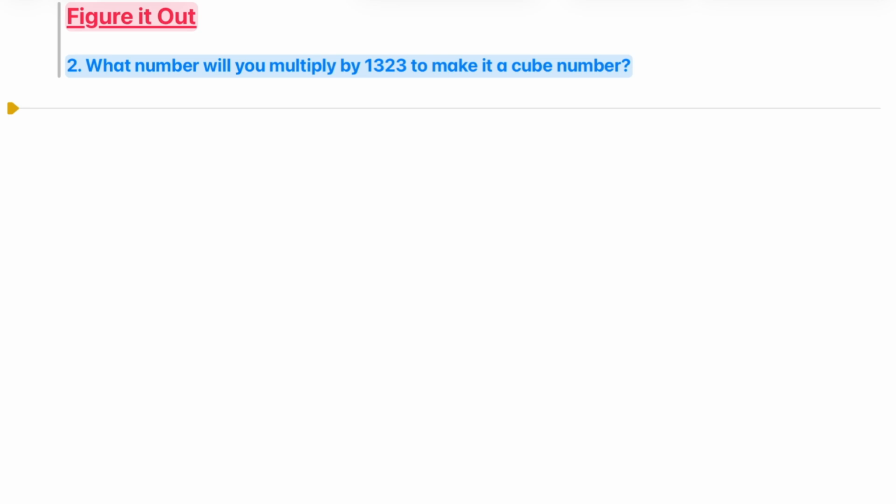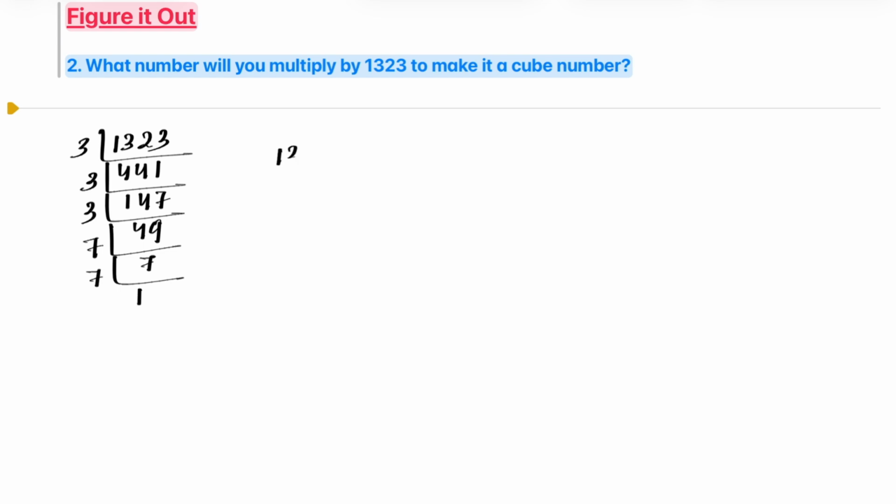Next question is, what number will you multiply by 1323 to make it a cube number? First, let us do prime factorization of 1323. Prime factorization of 1323 is 3 into 3 into 3 into 7 into 7.